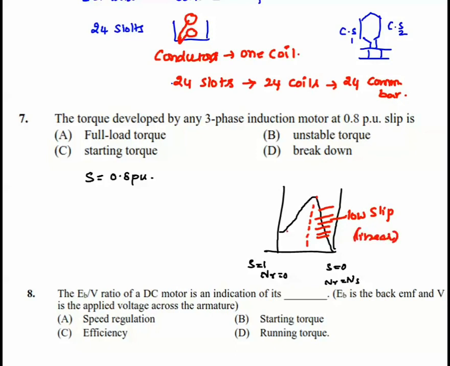As the slip value increases, we will have this as the unstable region, and here we have the stable region. As the slip value increases, we get an unstable region. So here we have unstable torque produced because the slip is 0.8. Suppose the slip is say 0.2, then we can say it's a stable region.